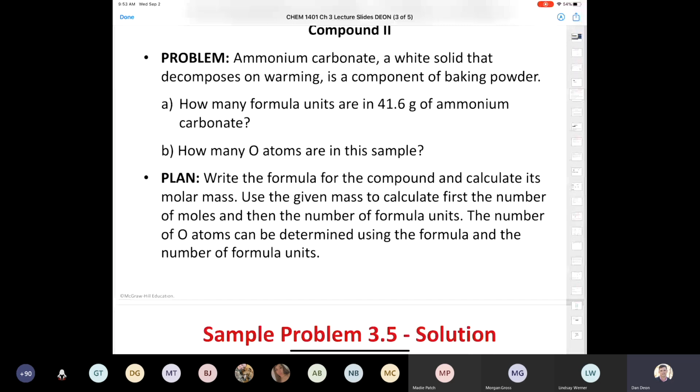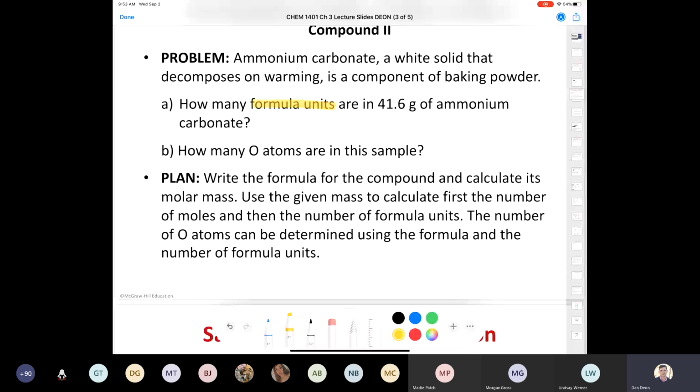When it says formula units, don't get thrown off and wonder what a formula unit is. The only reason it says that instead of molecules is because ammonium carbonate is ionic. Ammonium carbonate is an ionic compound. Ammonium is a cation, NH4, and carbonate is CO3 2 minus. So when I put them together, I end up with (NH4)2CO3. You can see how a question can ask you nomenclature while asking you stoichiometry, which is what we're working on today.